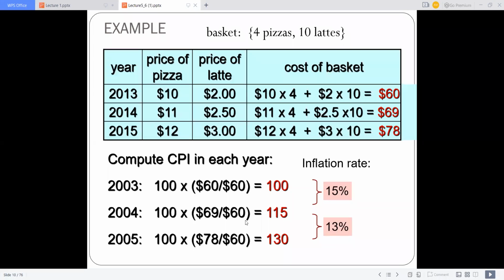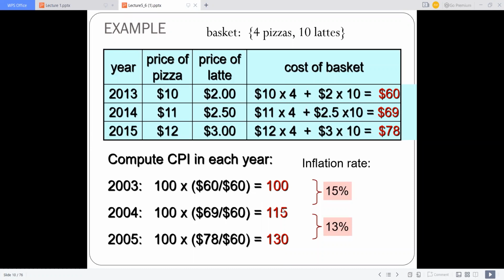Apart from the base, they won't ask you to compute it. Use the base here to compute it. And somebody was asking how we were able to compute the inflation rate. Please, we use the CPI. We use the CPI to compute the inflation rate.